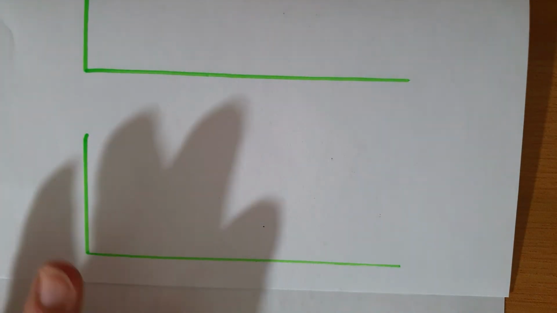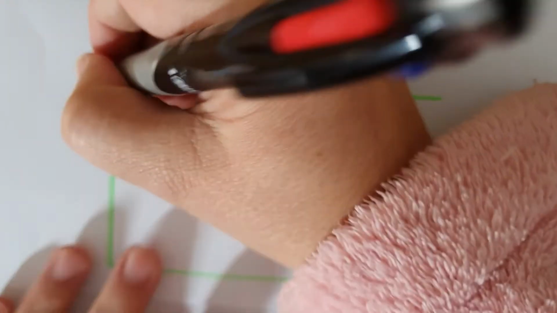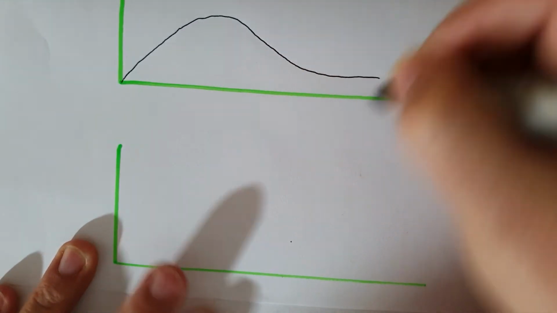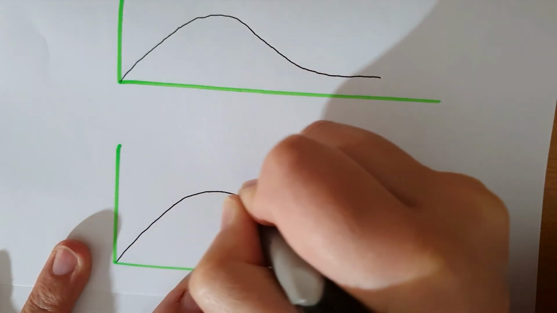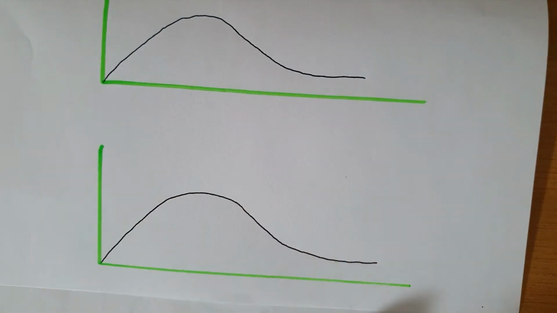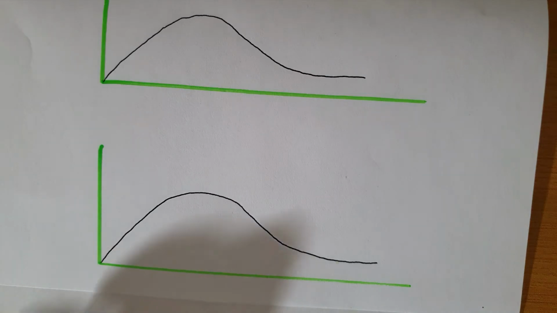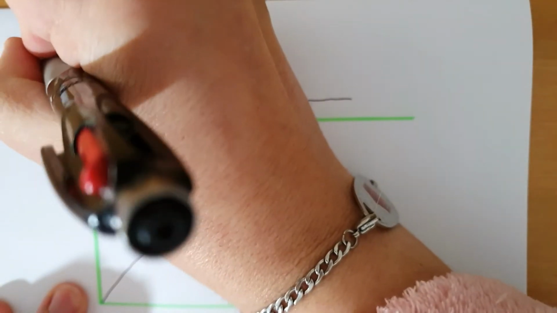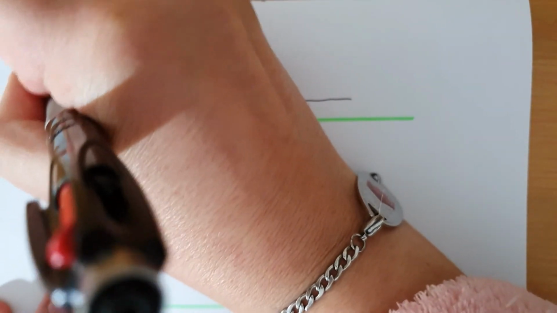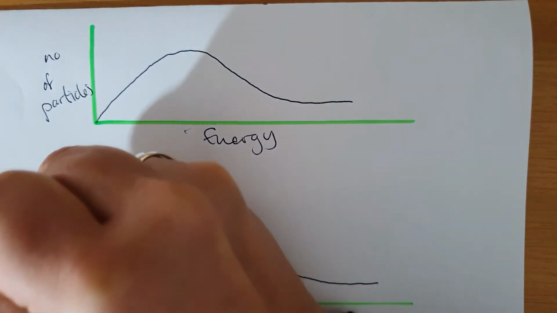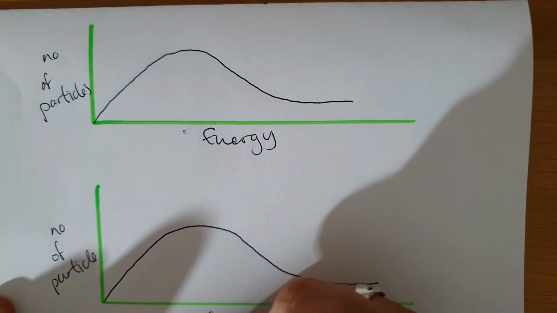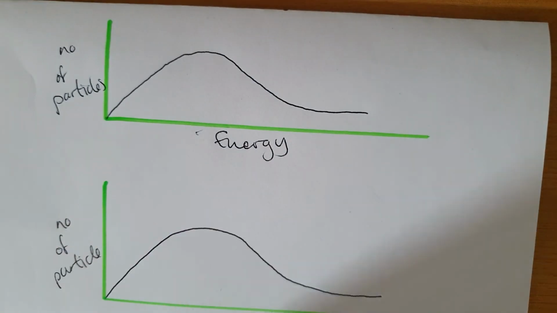Okay, so let me take a look at the others now. Sorry, I forgot to draw a graph here. So I'm going to just draw one like that quickly, and one like that. Remember we have energy, number of particles, energy. Okay, so now what can change?